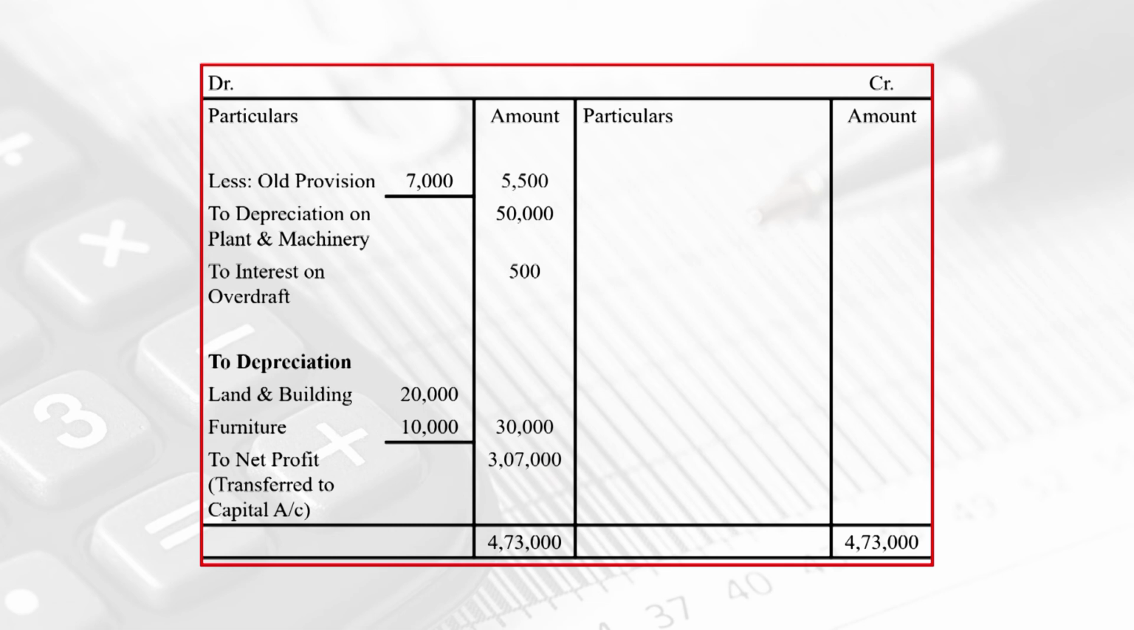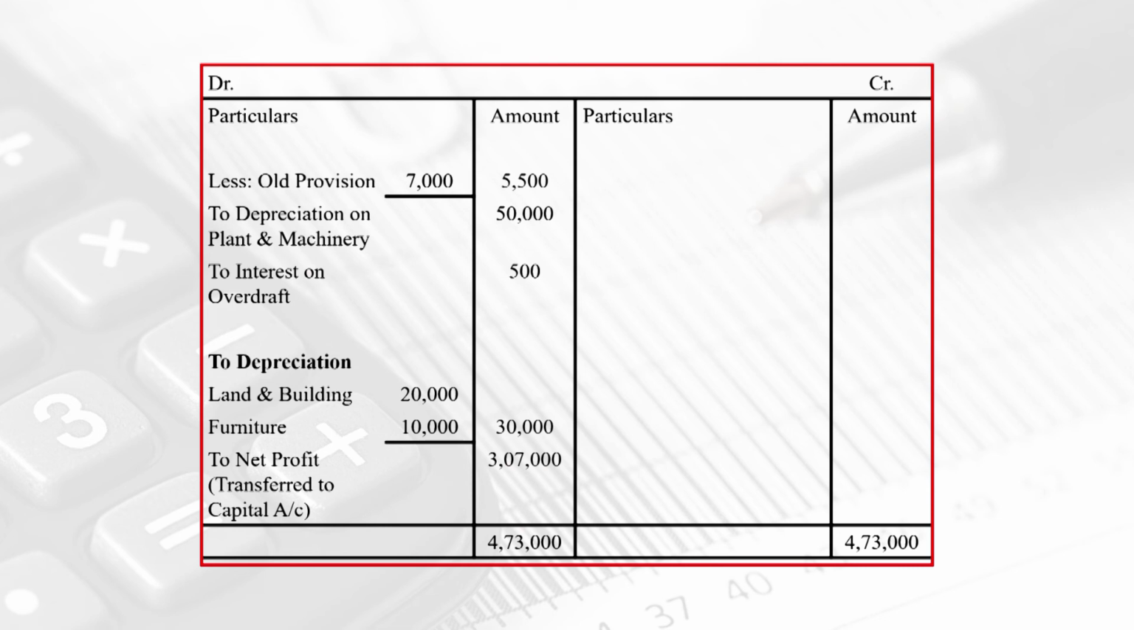To depreciation on plant and machinery, 50,000, given in the question. To interest on overdraft, which is an expense, 500, given inside the trial balance. To depreciation on land and building 20,000, furniture 10,000, so total it is 30,000.